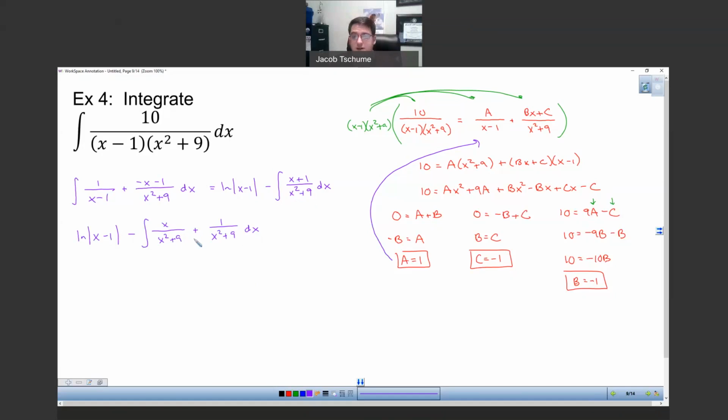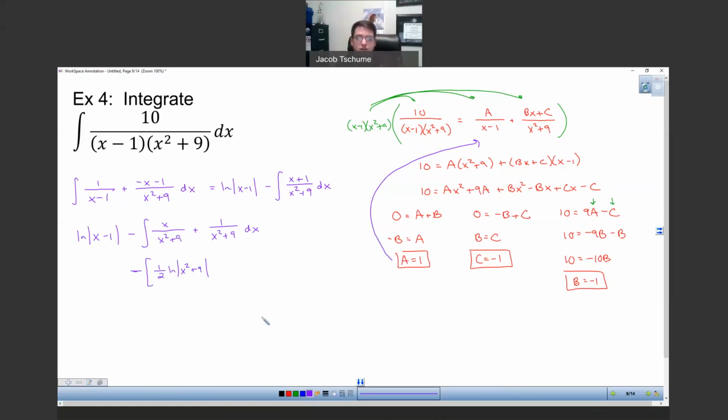These are now two fractions that we should know how to integrate, but I'm going to remind you about one of them. So once again, just focusing on the integral here. The x over x squared plus 9 actually does become a natural log, but you'll need to put a 2 on top for it to work, which means you have to put a 1/2 out front. So there's actually a 1/2 times the natural log of x squared plus 9. And that's how you integrate the first fraction.